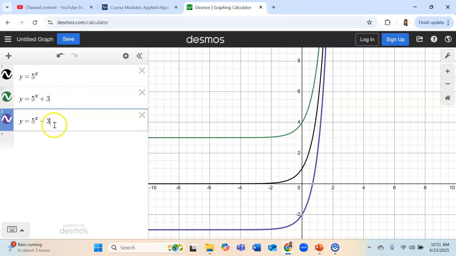All right, so k sits on the outside, and it's the same k. So the plus 3 is the green line, so it went up 3. The blue line went down 3 from the y-intercept. So the k is vertical and our h is horizontal. So that's the exponential graphs.